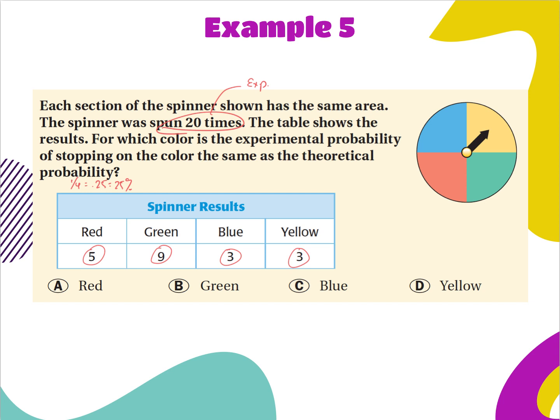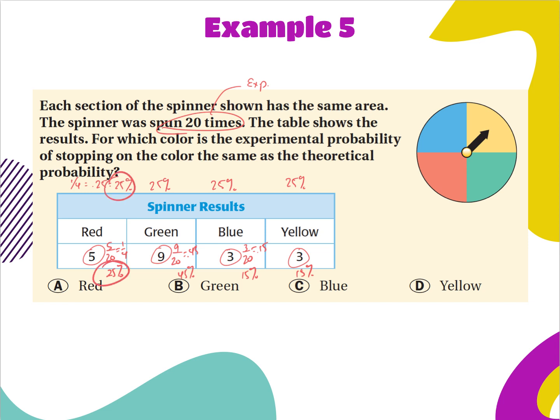The theoretical of getting a green is going to be the same thing. So notice that the theoretical probability of landing on any of these colors is each going to be 25%. Now in practice, you got red 5 out of 20 times, which is 1/4, which is 25%. You got green 9 out of 20 times, which is 0.45, or 45%. You got blue 3 out of 20 times, which is 0.15, or 15%, and yellow is also 15%.